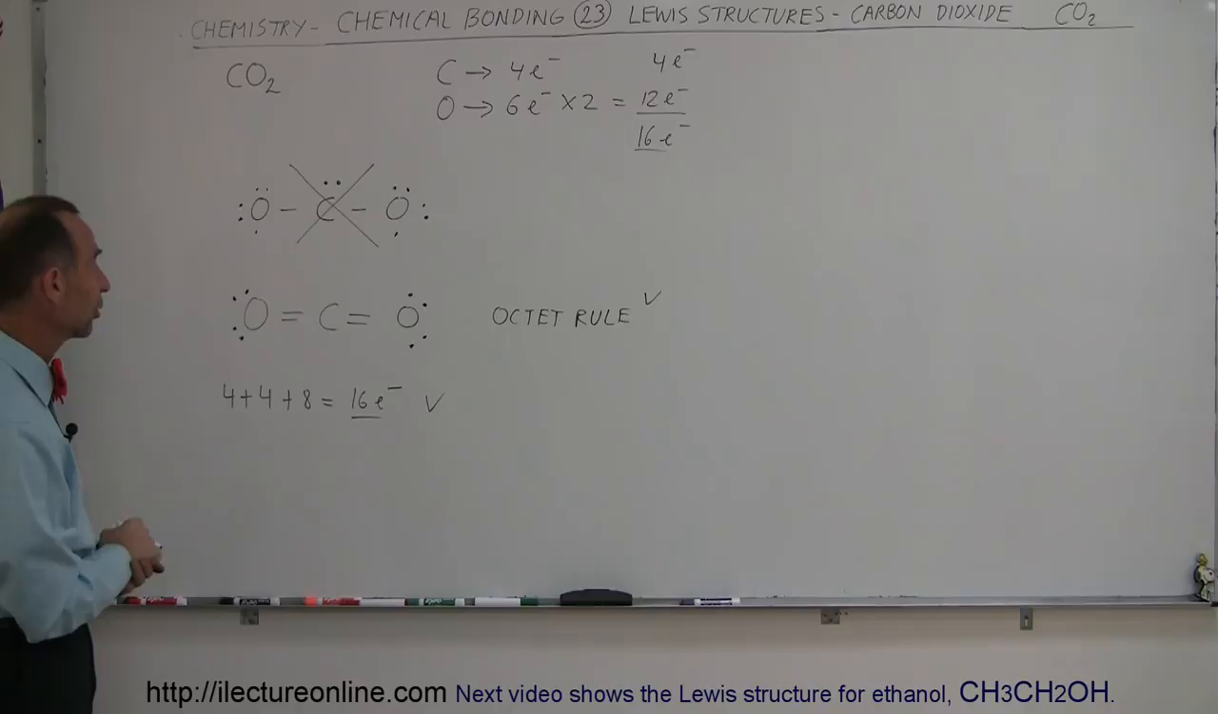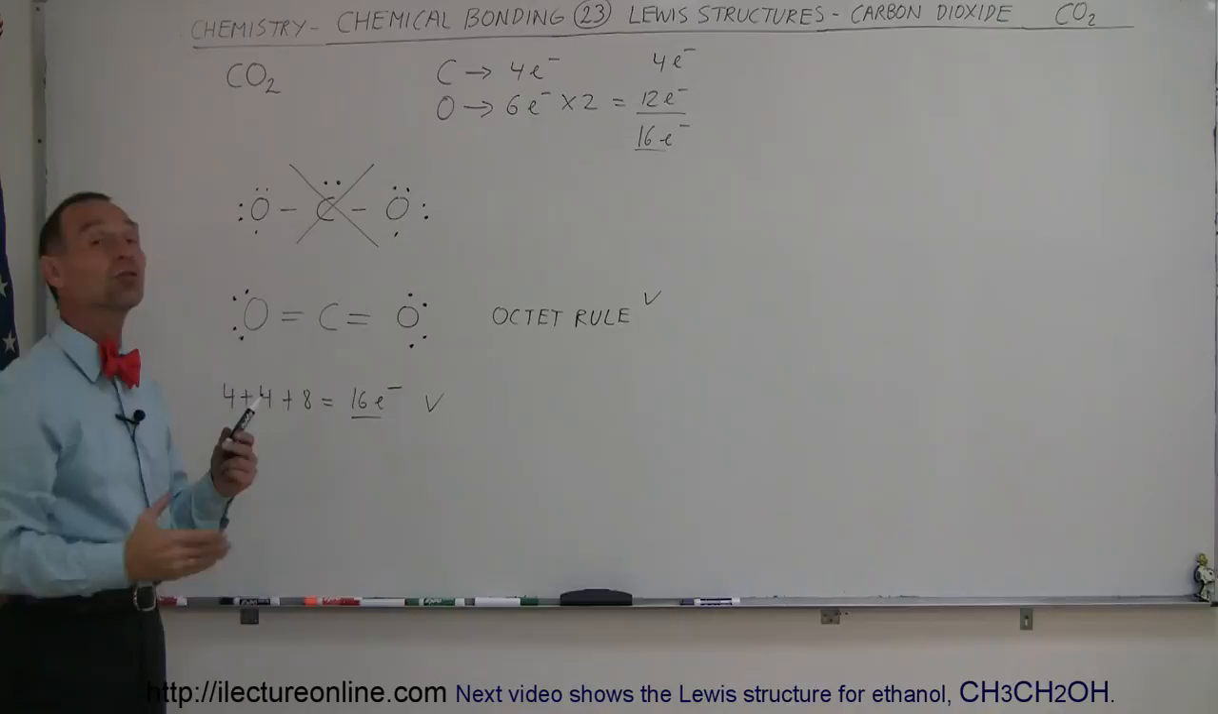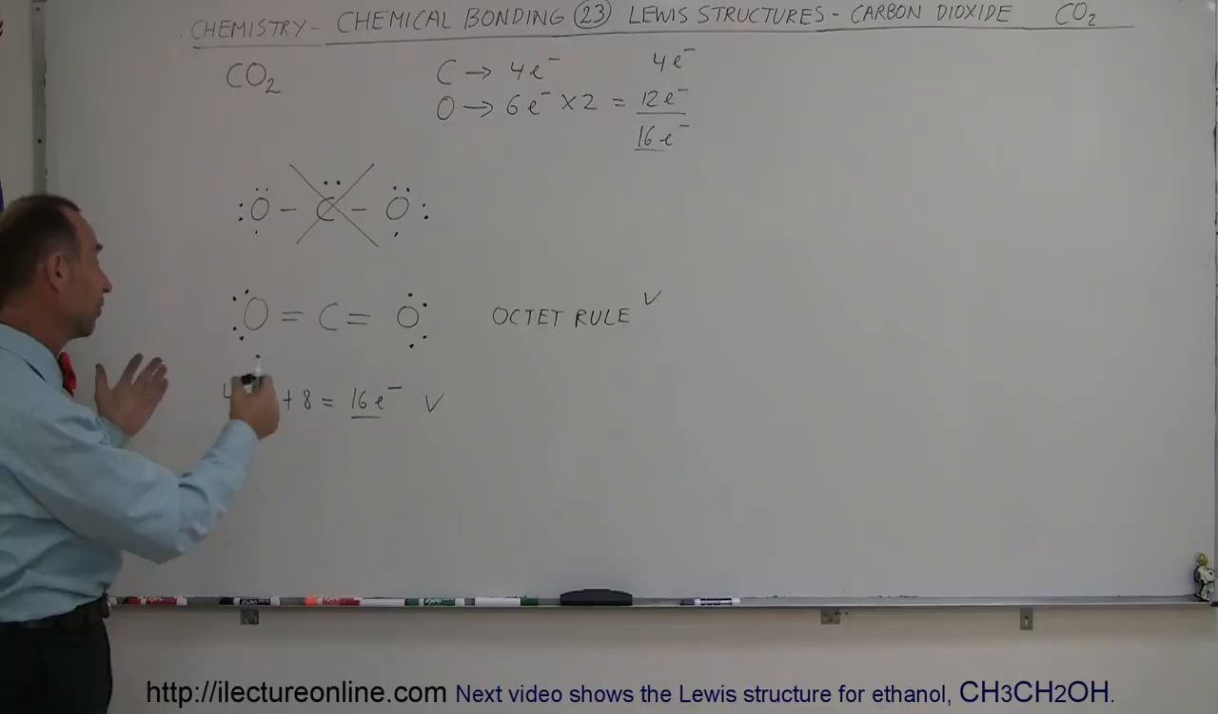And because of the symmetry, and because there's no electrons here or there, we can expect the physical structure of that molecule to be a linear molecule. Very important fact in terms of the importance of the carbon dioxide molecule. Anyway, that's how you draw the Lewis structure for carbon dioxide.